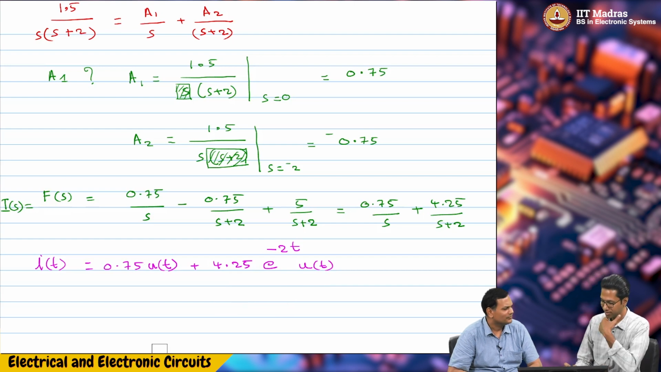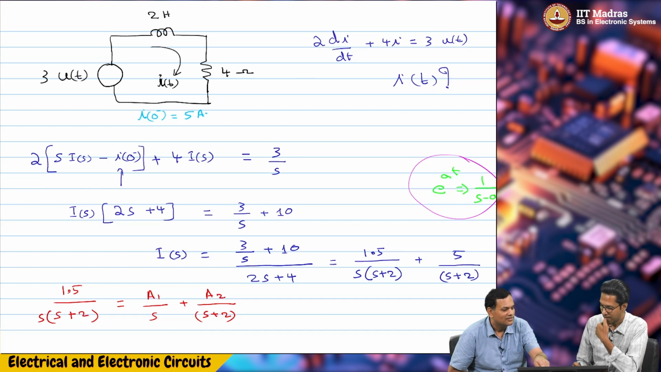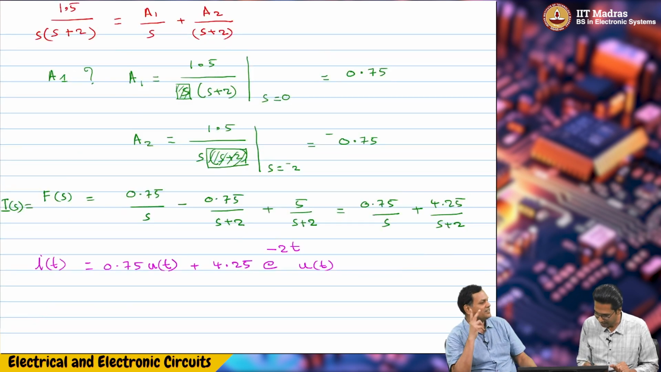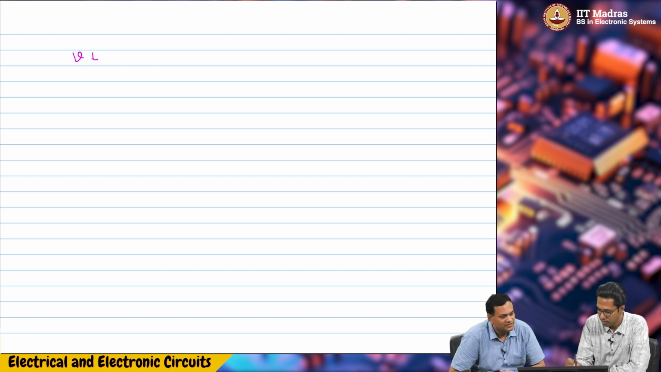So my next question is, this is nice, I got i of t and I'm very happy. But do I have to write this differential equation always? Maybe not. Maybe we should come up with a way to write it systematically. The voltage across the inductor, v of t, is L di by dt.